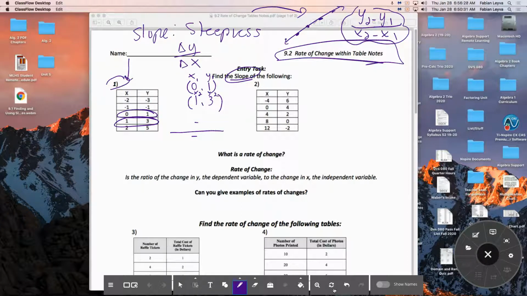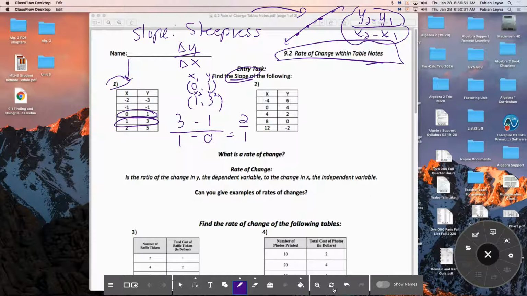So all we have to do is fill in the spots. Remember, change in y, you find the difference in your y's. Change in x, you find the difference in your x's. So y2 in this situation is 3, y1 is 1, x2 is 1, and x1 is 0. Now you just got to do the math. 3 minus 1 is not 3, it is 2.